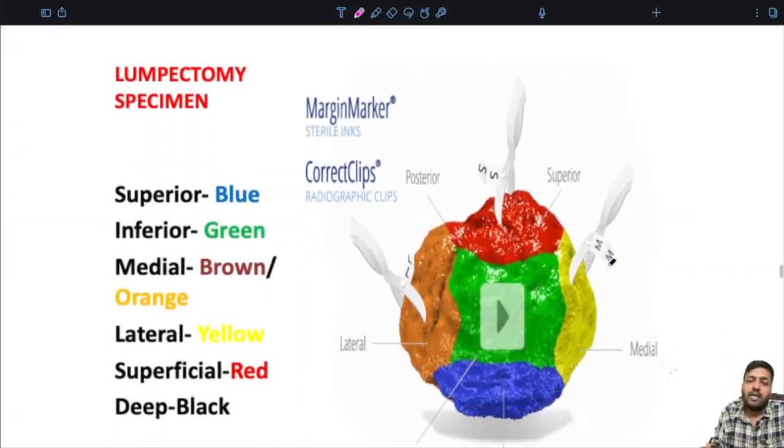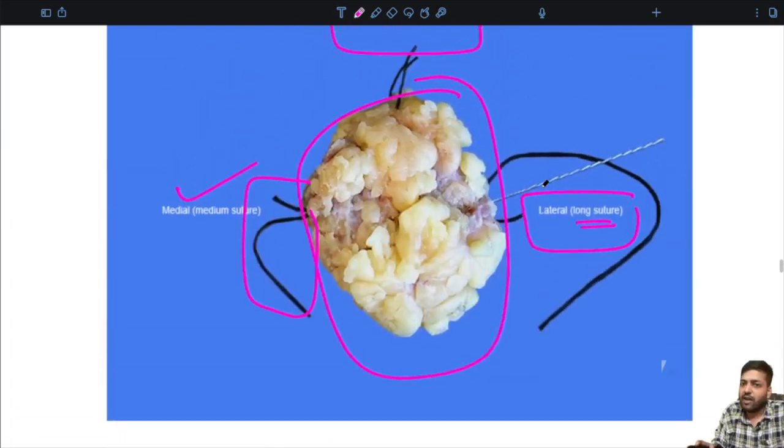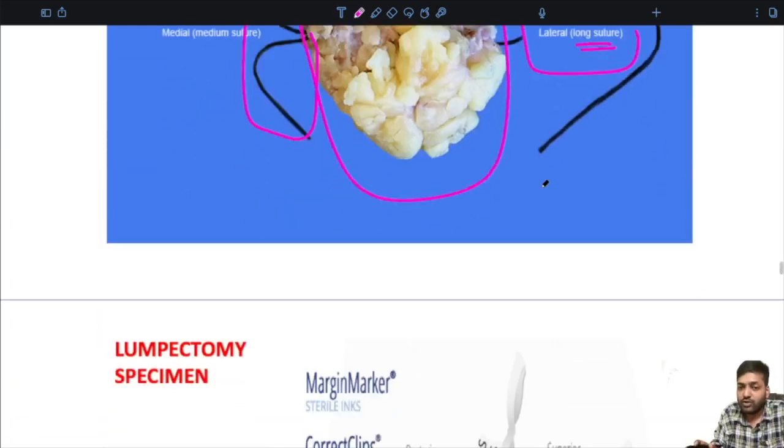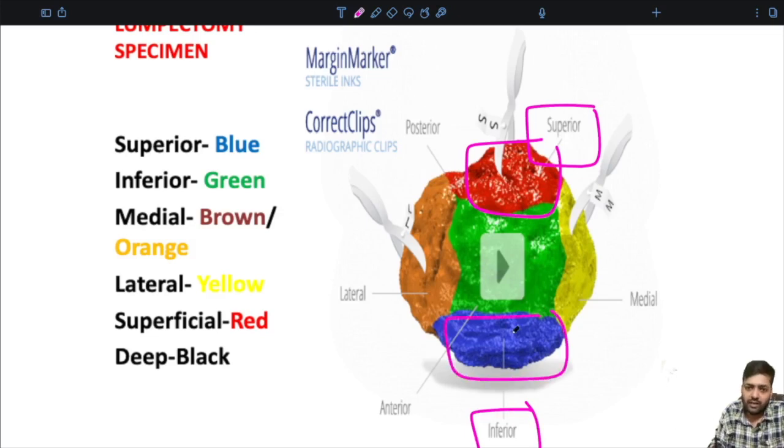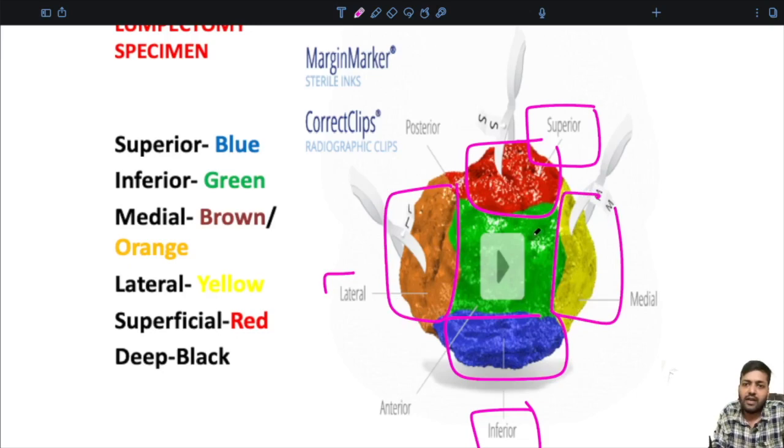Now, very importantly, in case of lumpectomy, this is one way of highlighting, that is by using sutures. Another way is that, whatever surface is there, where there is the superior surface, you give one color. Inferior surface, you use another color. Lateral surface, you use another color. Medial surface, you use another color. Anterior you use one color, posterior you use one other color.